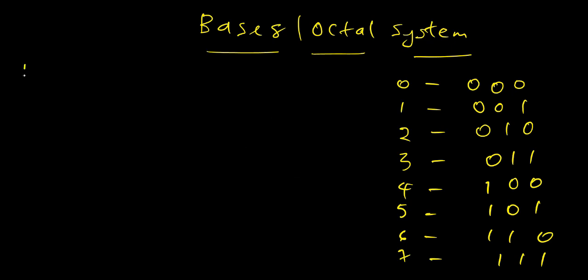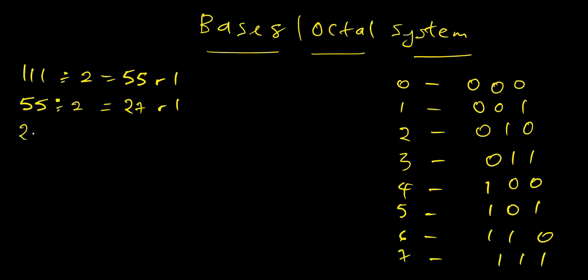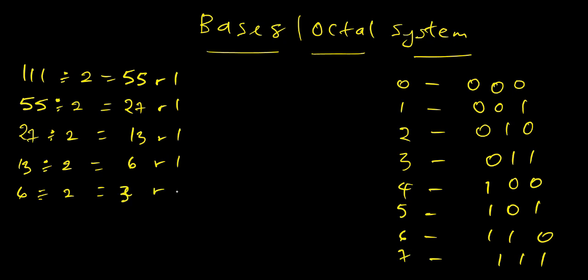Let's go ahead and solve. 111 divided by 2 is equal to 55, remainder 1. So next, 55 divided by 2 will be equal to 27, remainder 1. So we have 27 divided by 2, which is equal to 13, remainder 1. So we have 13 divided by 2, which is equal to 6, remainder 1. We have 6 divided by 2, which is equal to 3, remainder 0. Then we have 3 divided by 2, which is equal to 1, remainder 1. Then we have 1 divided by 2, which is equal to 0, remainder 1, since 1 cannot divide 2.